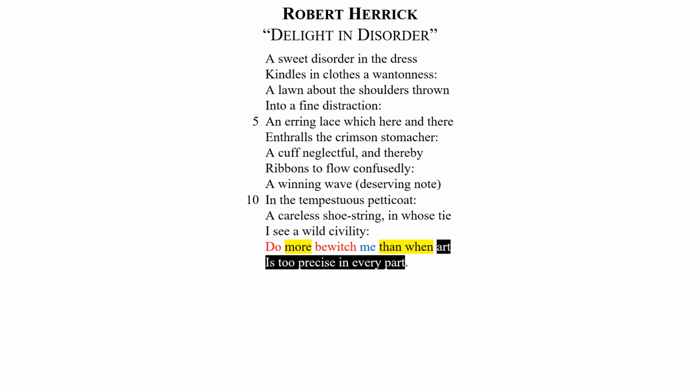Now, different readers of this can then extrapolate from that and say, oh, inevitably it will lead us into bad behavior or something like that. Herrick doesn't go there. It's the reader who would go there. Herrick, on the other hand, is just focusing on the reality that imperfection can sometimes be a draw. And again, he goes through all of these things. The lawn, the erring lace, the neglectful cuff, the ribbons, the winning wave, the careless shoestring. Those are the things that bewitch him more than when art is too precise in every part.